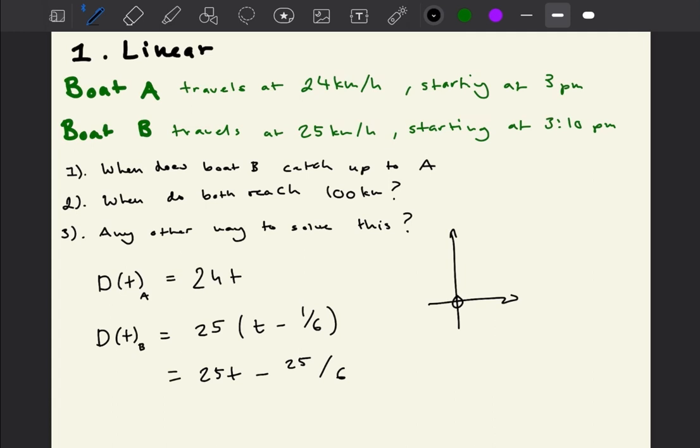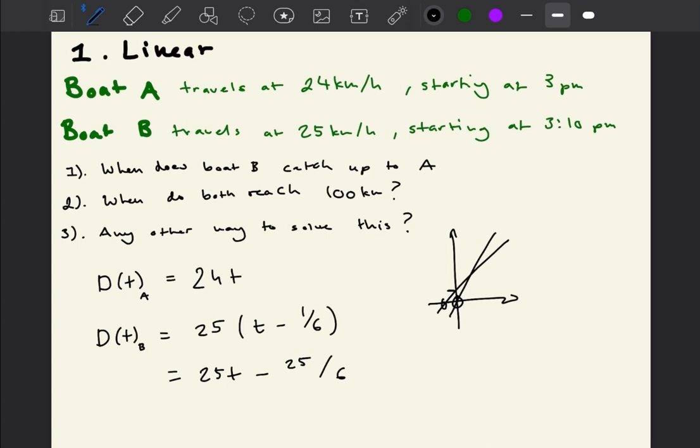It could have been that we made boat B start at 0 and we had something like this, and then boat A would have gone something like this. So boat A would have started at a time that's negative, we could say, and then when boat B was only starting, it would have already covered some distance, its y-intercept.